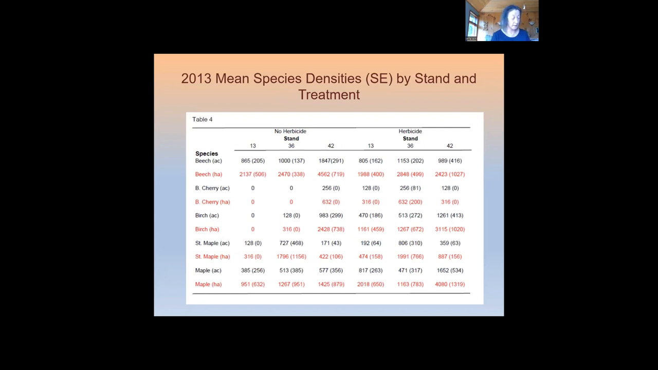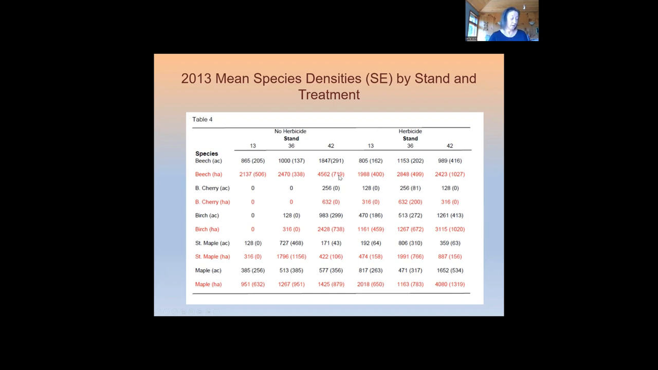So with no overall treatment effect, we further examined regeneration density summarized by stand and species because there were stand effects. And these are all in density of regeneration in trees per hectare. So takeaway messages for this table is that beech densities were similar for all stands, except for stand 42, where mean treatment densities were almost double for the no herbicide plot. So the herbicide set back the beech, although there's still plenty.